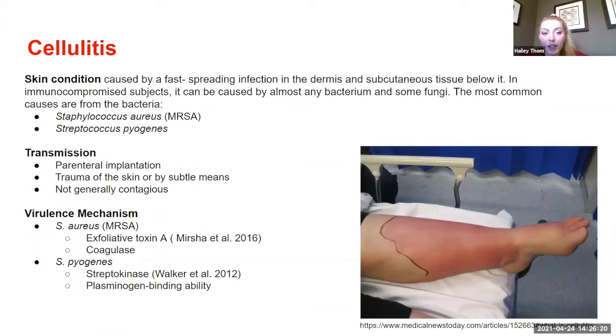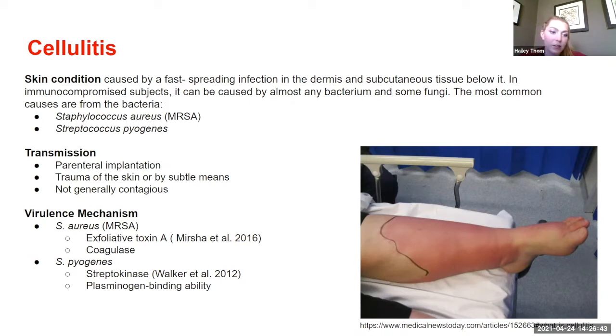Cellulitis is a skin condition caused by a fast-spreading infection in the dermis and subcutaneous tissues below it, and it's most commonly caused by bacteria. These are Staphylococcus aureus, more specifically the methicillin-resistant strain, as well as Streptococcus pyogenes. But in immunocompromised people, this can happen with almost any type of bacterium and even some fungi.